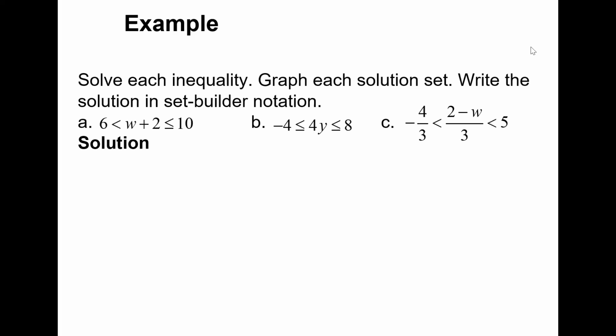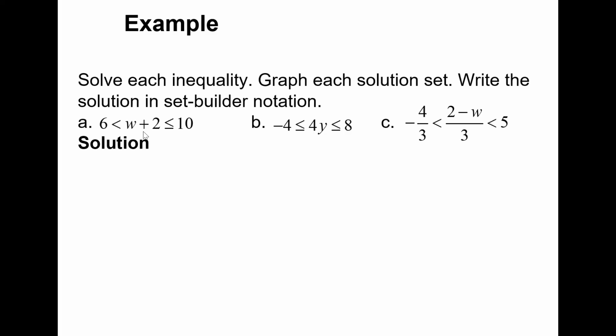All right, so these are going to be tripartite inequalities, and we're supposed to solve each one of them, and then graph each solution set, and then write the solution set in set builder notation. With a tripartite, we have three pieces, hence the tri. What we want to do is solve for the variable in the middle.